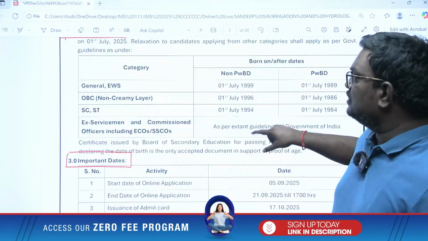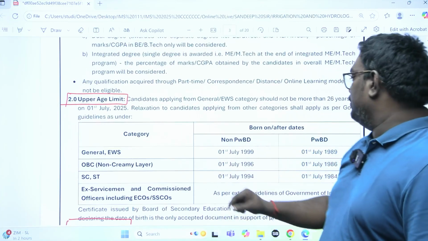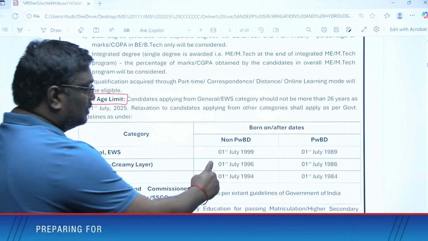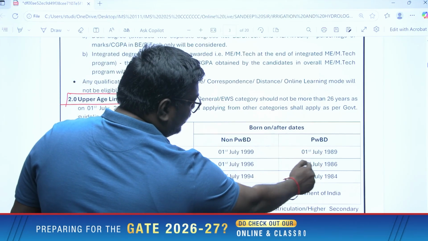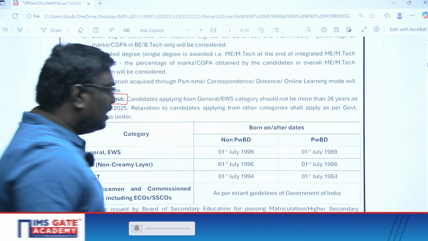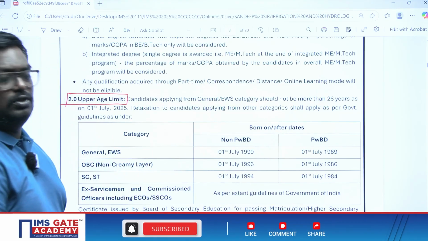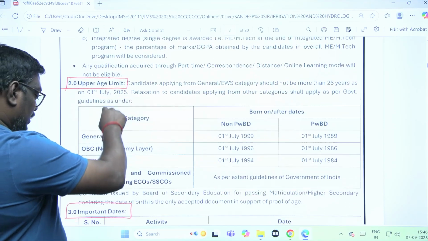Now, my dear students, the upper age limit is very important. For the general category, if I see here, the candidate should be born on or after 1st July 1989, 1st July 1986, and 1st July 1984, and for non-PWD, these are the categories. So these are the age relaxations for different categories. You should be careful in this also.